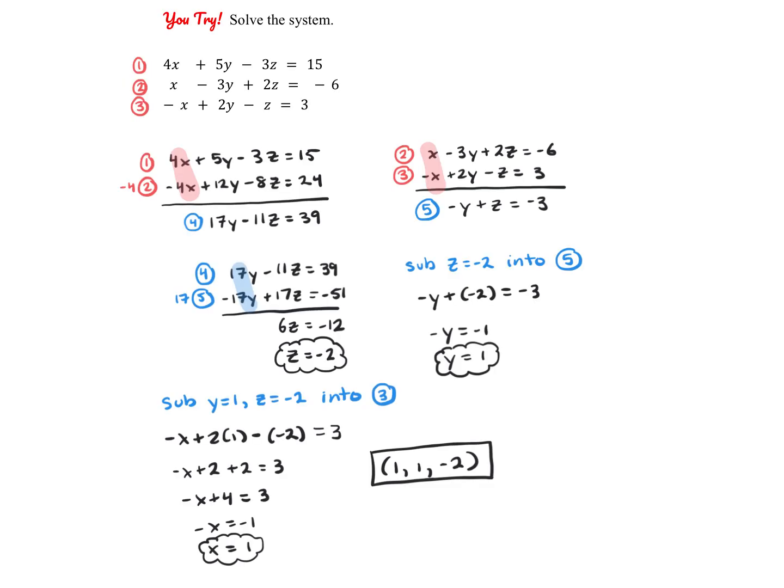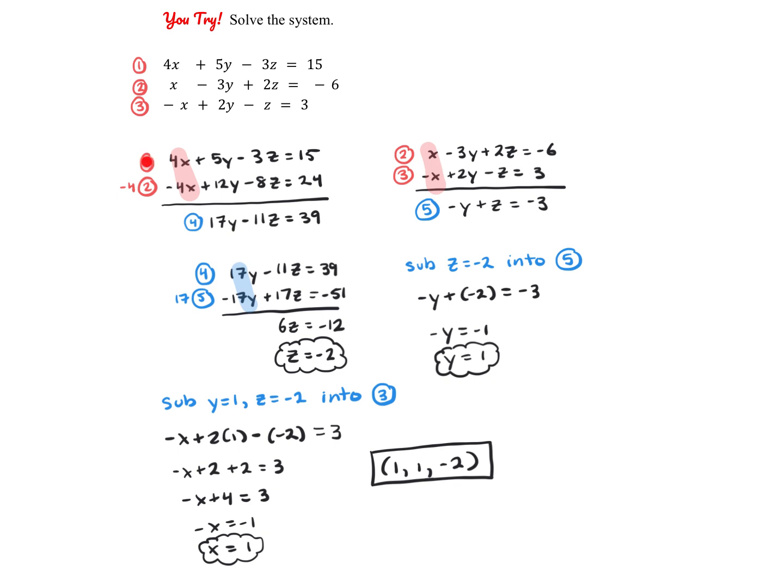So the tricky thing about these problems is that there are so many different ways you can solve them. So I chose to eliminate my x values twice. Maybe you chose to eliminate your y values twice or your z values twice. So you should end up with the same answer, even if you use a different method, but your work might look very different than mine.